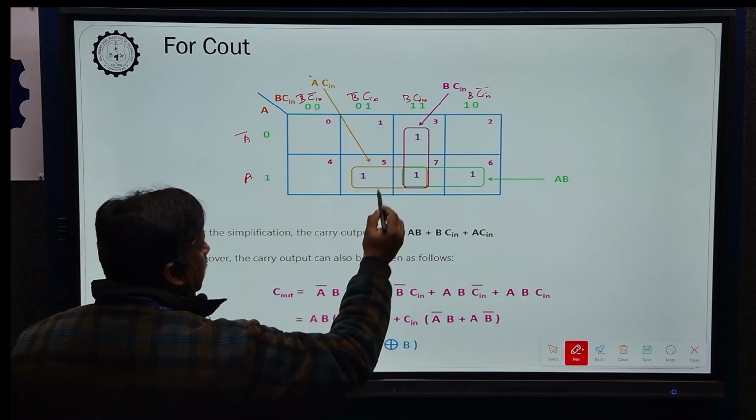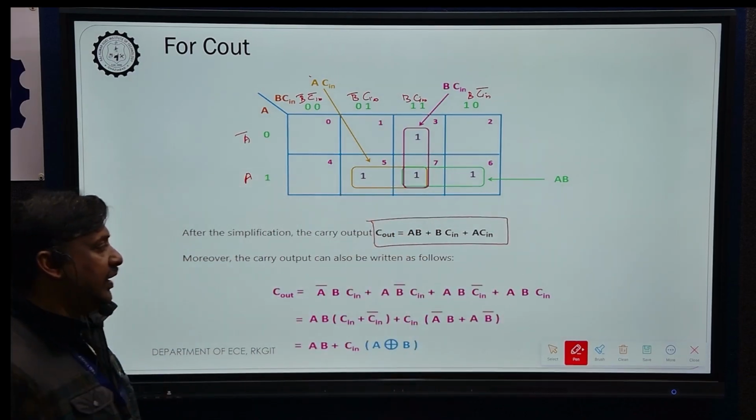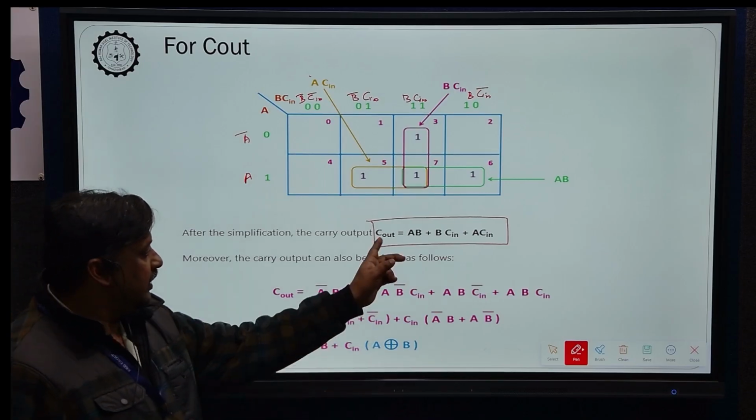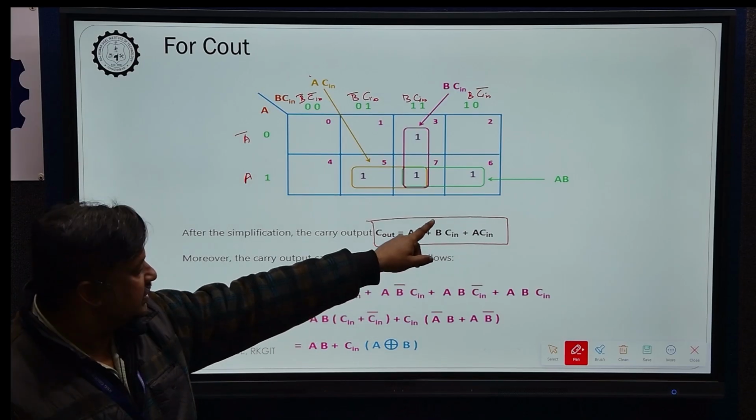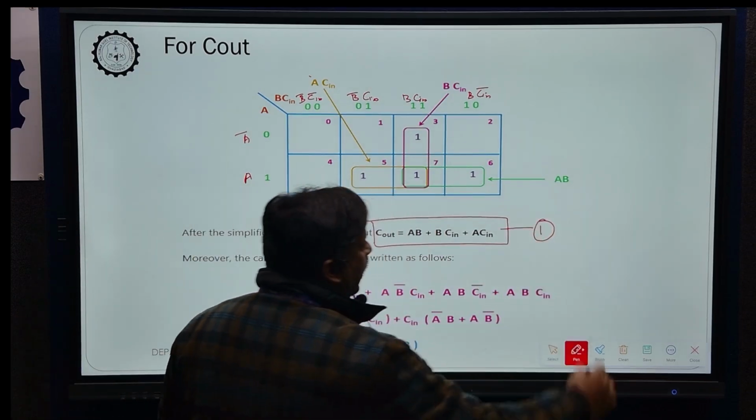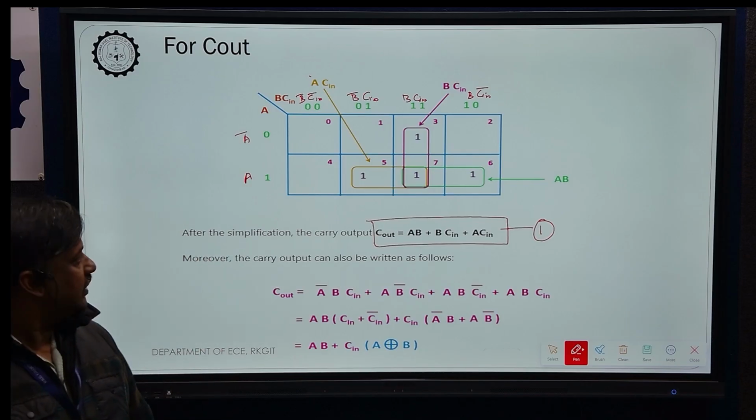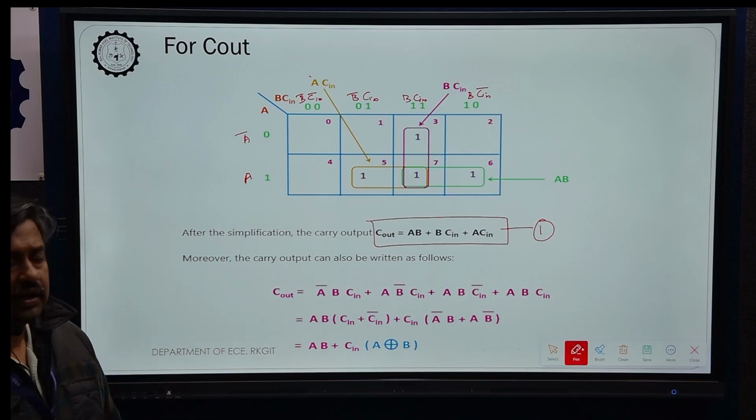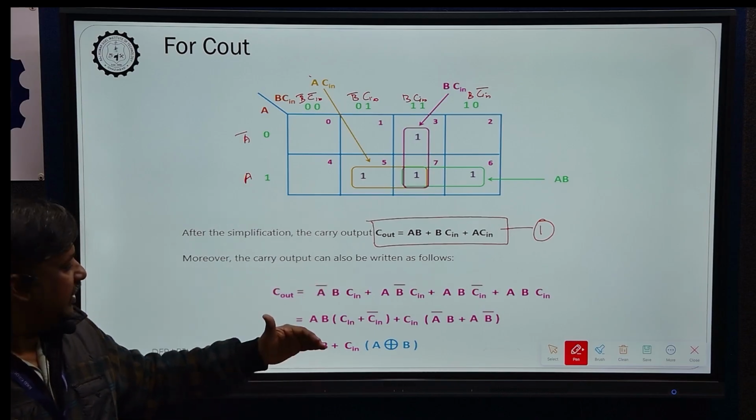So if you take the addition of all these three groups, we can finally obtain C out. C out is equal to AB plus BC in plus AC in. So this is actually one of the simplified output equations of carry in terms of full adder. Okay. So we can further reduce this one.